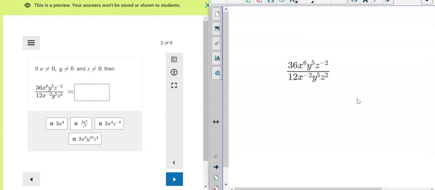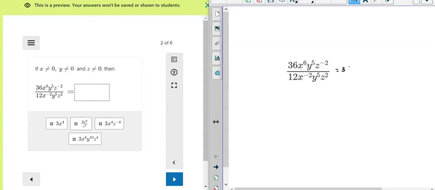Alright, so I have this expression. What I'm going to do with the coefficient right here, 36 over 12, I'll go ahead and just divide that out in Desmos, which is 3. If I look ahead at my answer choices, well, they all have 3. That doesn't help. For the x, I'm going to take the exponents and subtract them. So first of all, I got 3 for 36 divided by 12.